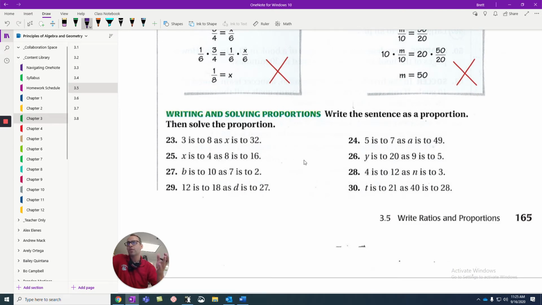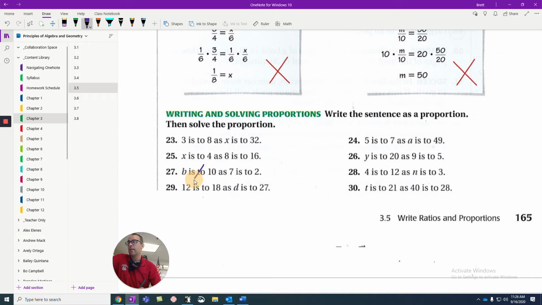When we get to 23 through 30, we've got to be a little bit more careful about how we're doing it because the proportions have not been set up yet. But the good news is that they're written out in a way that's pretty easy to work with. Like 27 says, B is to 10, there's a comparison, as 7 is to 2. So it's giving us two different comparisons to make.